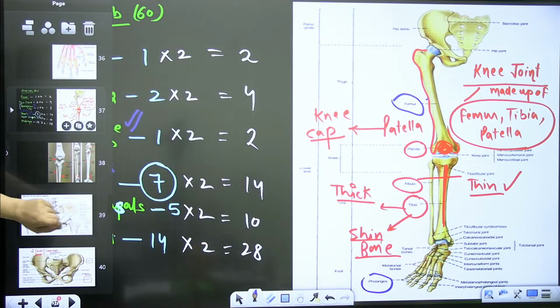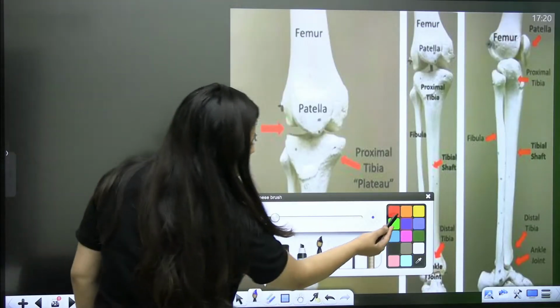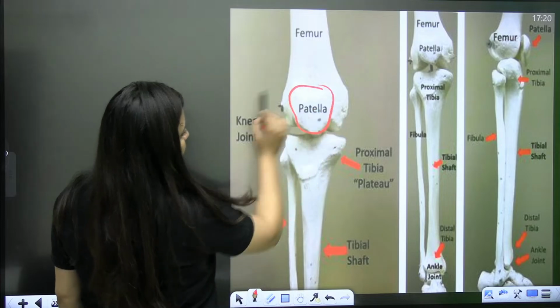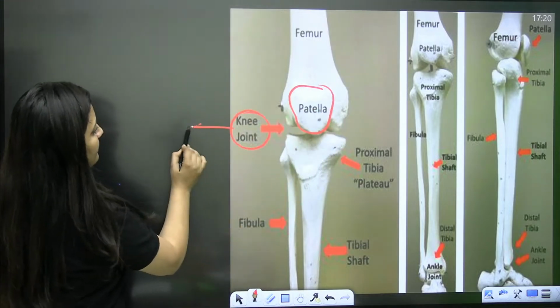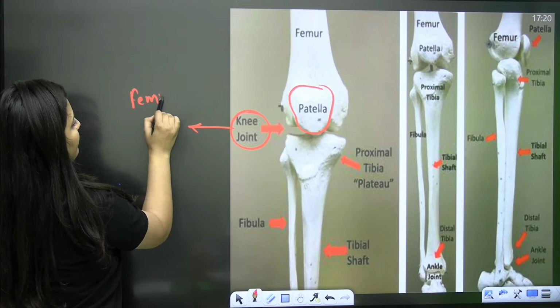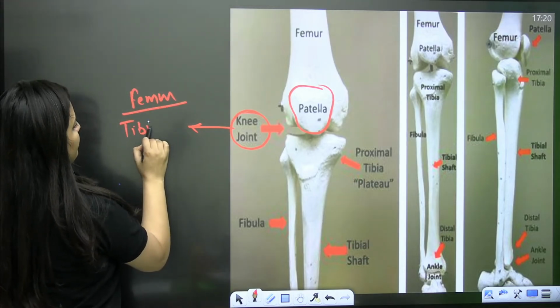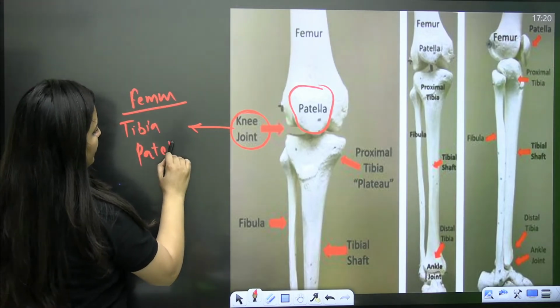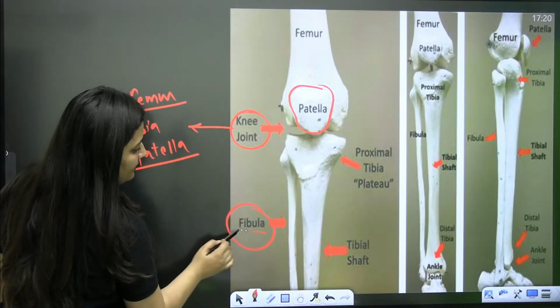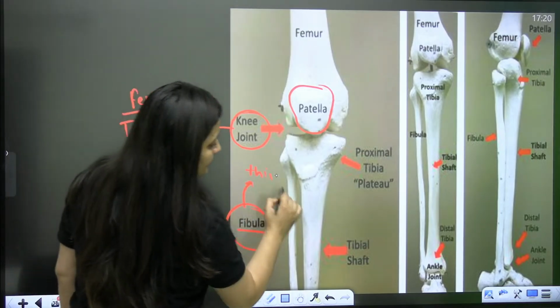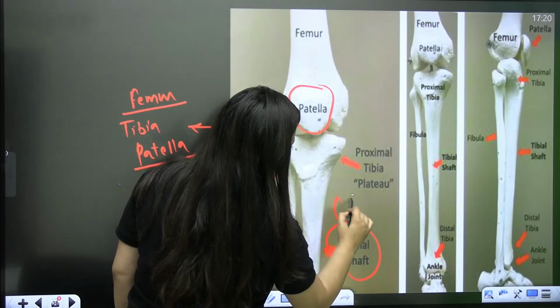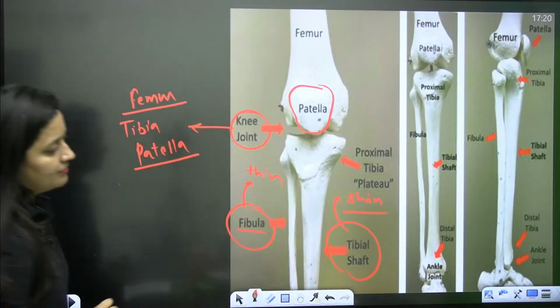Now, see, it is very clearly showing the patella, the kneecap, right? And the knee joint has femur because we need only one F. So it will be tibia and patella. So fibula is thin, tibia is thick. So it is the shin bone.